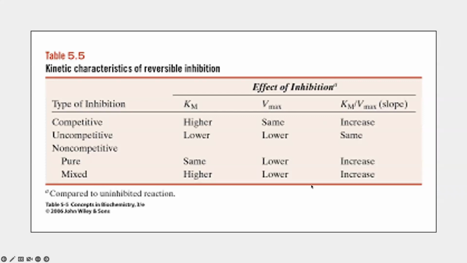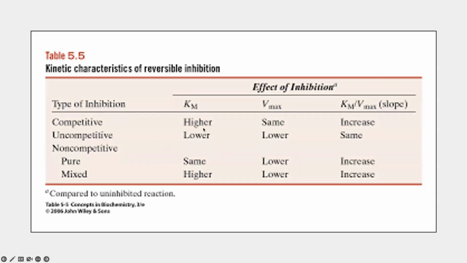This is a really horrible table, so I'm sorry for that, but hopefully you can see it. I thought this was a great thing to add in and a great study tool. I think I just Googled it and searched for kinetic characteristics of reversible inhibition, and I found this table. And so it's showing you that for competitive, the type of inhibition, the Km is going to be higher, your Vmax is going to be the same, and your slope is going to increase.